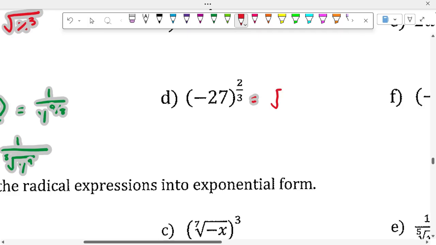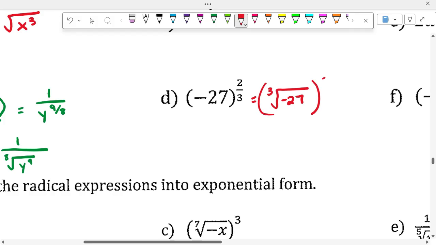So what type of radical am I going to have? Negative 27 is going to go underneath. What type of radical is it? It's a cube root. And then we're going to square it. Now, here's my question. What's the cube root of negative 27? Not just 3. Negative 3. So this would be negative 3 squared, which we know to be what? What is negative 3 squared?